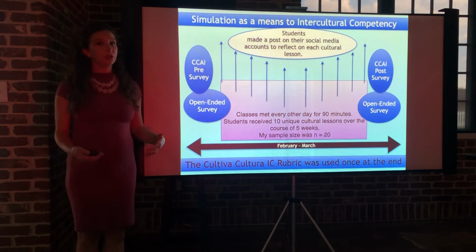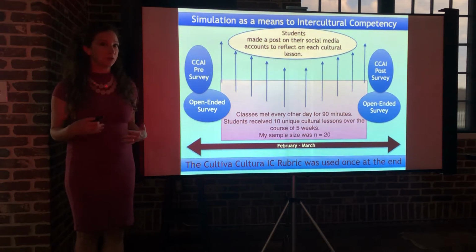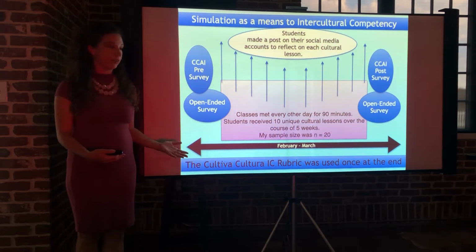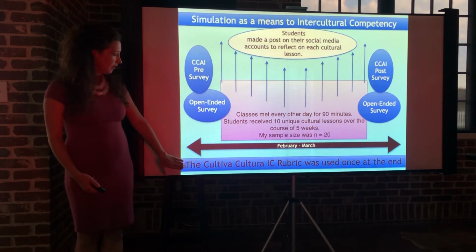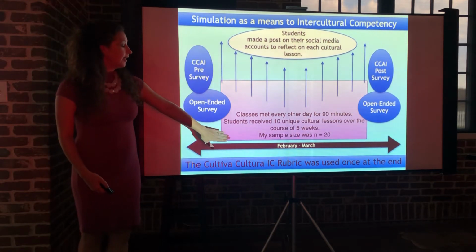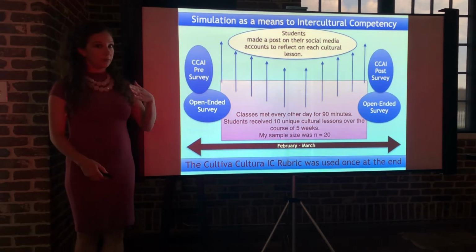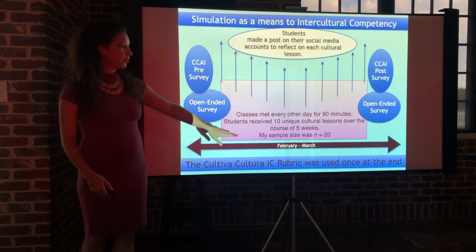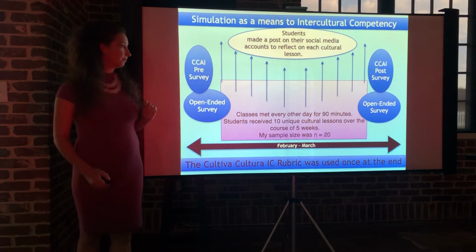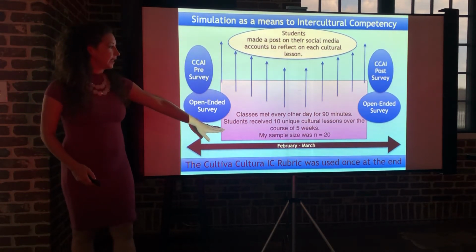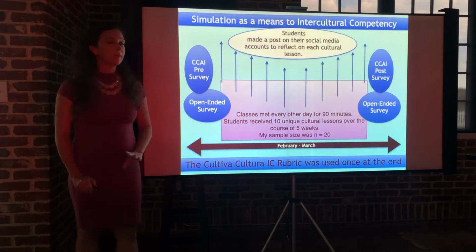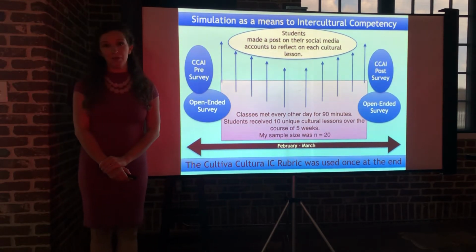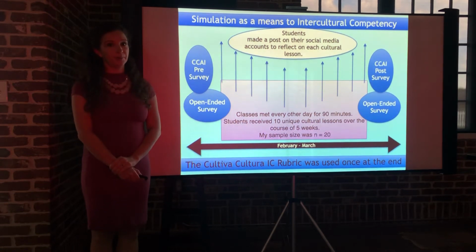And remember that during the lit review, we talked about how it's important for students to be making those reflections while they're experiencing their learning. Then the Cultiva Cultura Intercultural Competency rubric, which is the assessment tool that I designed for this project, was used one time at the end. My sample size was 20 students. The majority of these students were freshmen and sophomores. There was one senior in our group and a couple of juniors. Let's continue.